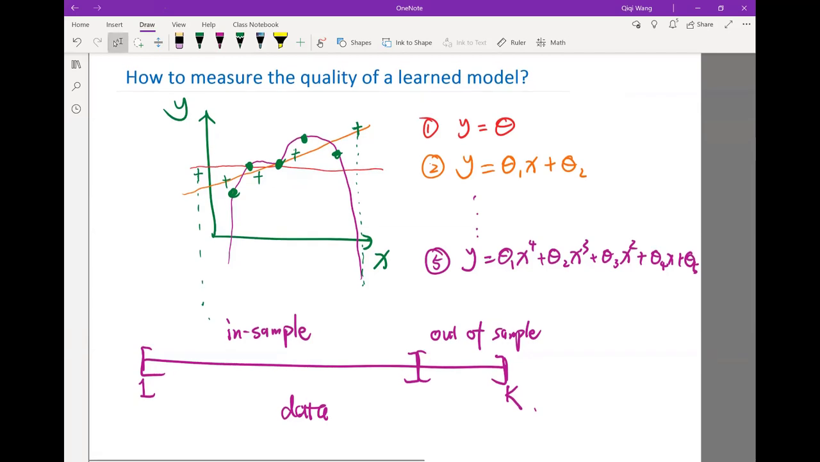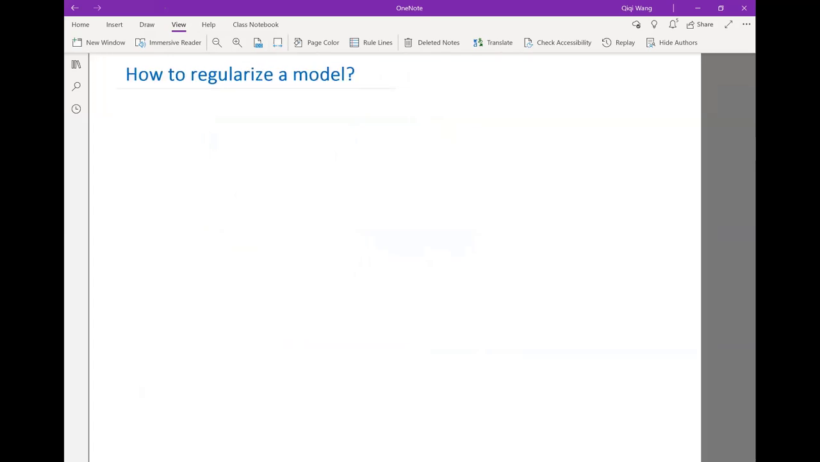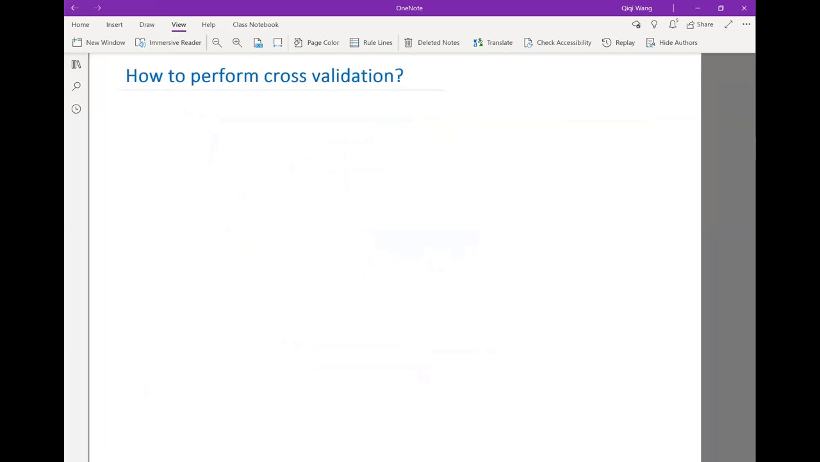So now the question becomes, what is the best way to train the best model I can without looking at the out of sample data? How can I just look at the in sample data, without knowing there are additional data out there, and know that the fifth order polynomial is not as good as a first order polynomial? Well, the two concepts relating to that are called regularization and cross-validation. So let's discuss cross-validation first.